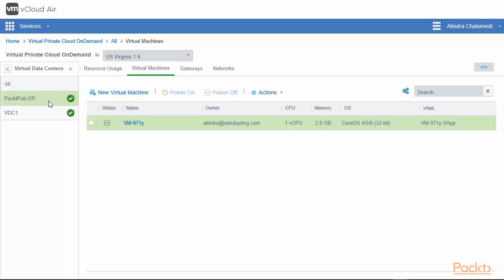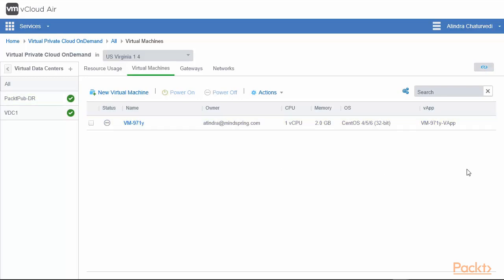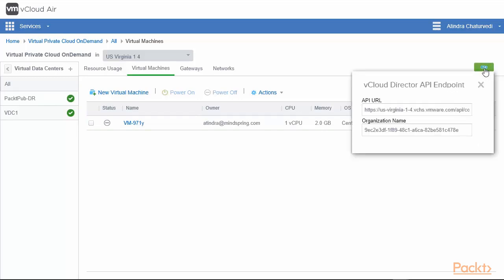So I created a PubDR disaster recovery site for replication. However, because I don't have the subscription for disaster recovery, it's not going to work exactly like it would. But what's important to show here is that by clicking on this, you will be looking at the API endpoints for vCloud Director, and more importantly, an organization name. When you subscribe to a disaster recovery account, you will be given an endpoint or a URL by VMware to connect to for disaster recovery. You will also be given an organization name to connect to for disaster recovery.